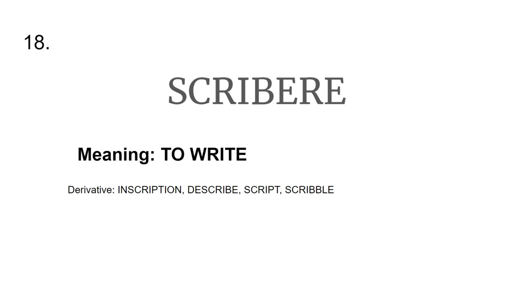Here are some quick ones I picked out. An inscription is something that's written on something. To describe doesn't necessarily have to be written, but it is to be about something, basically. A script. If you are going to be in a play or a TV show, you're going to get a script for that, and you're going to read what was written for you to say. A scribble. That one's pretty obvious. You're writing a scribble on a piece of paper. To write.